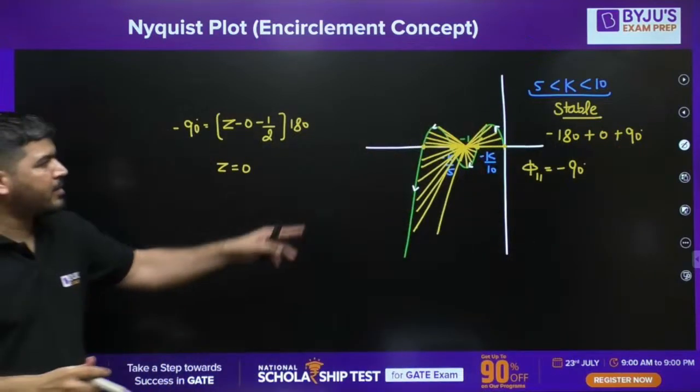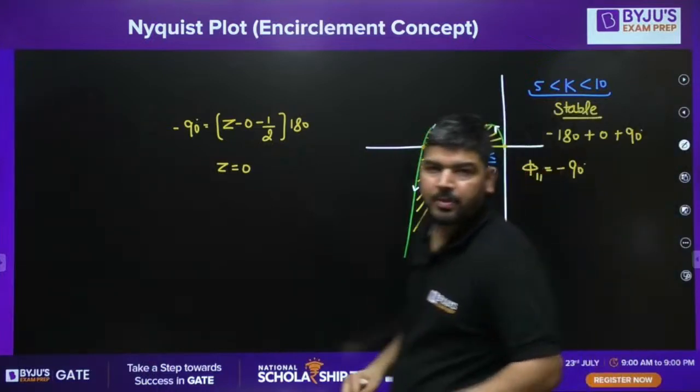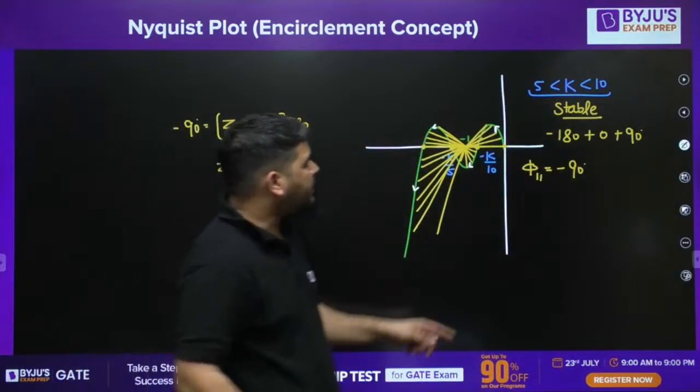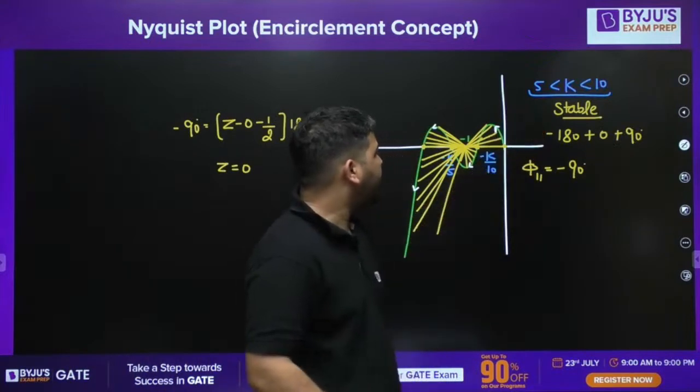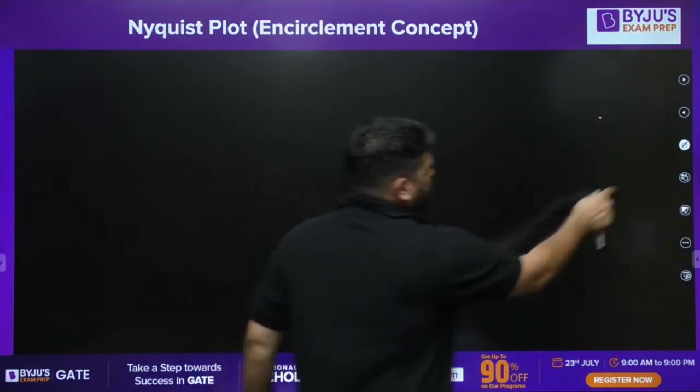In this range, the system is stable. Okay, I hope you find it. Now let's come to the next. Next is I am taking K. The minus 1 is between this point. Okay, let's come to the next case also.